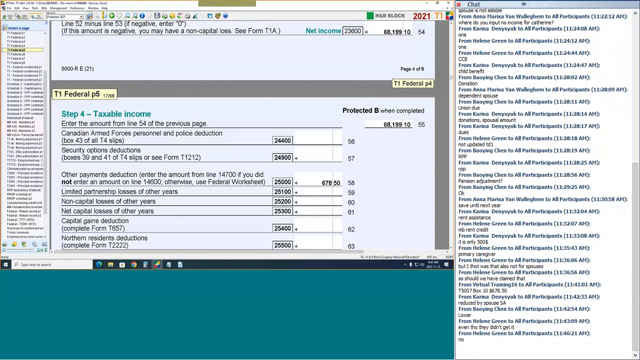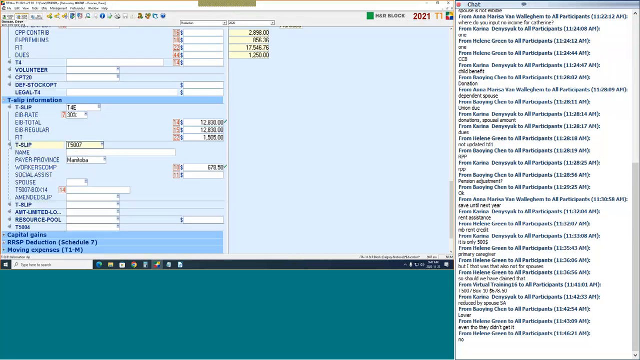All right. So that's how we do workers' compensation and how we do social assistance. Okay. If you pick the wrong slip, you won't get the right data entry. And other than that, it's pretty straightforward.